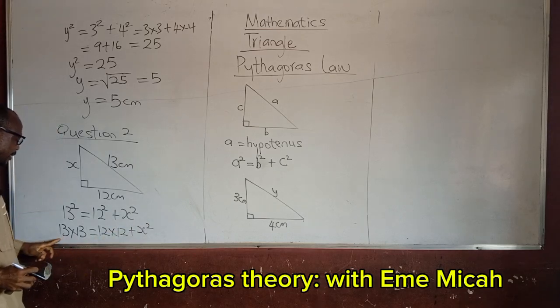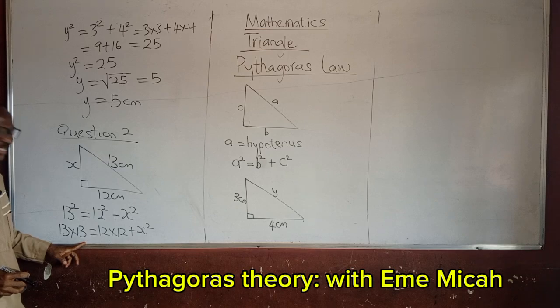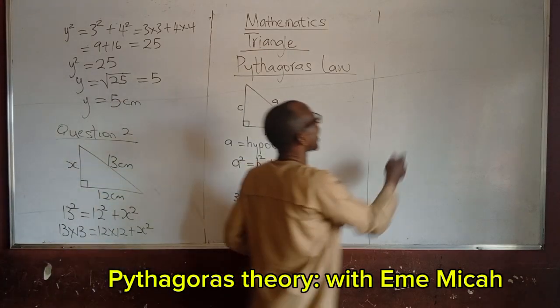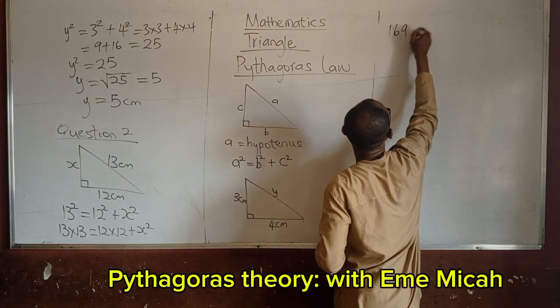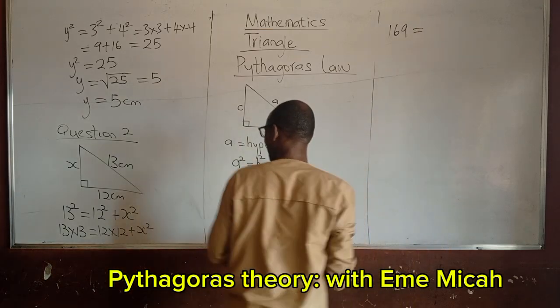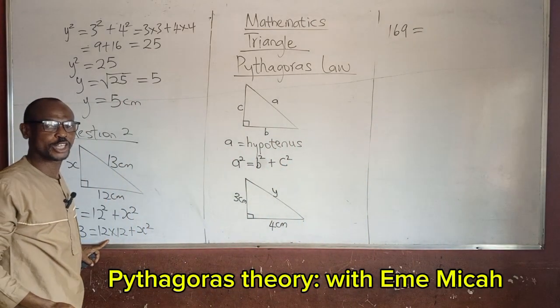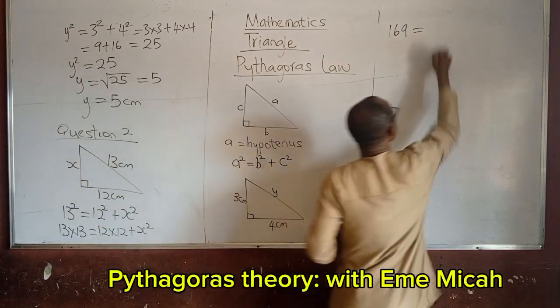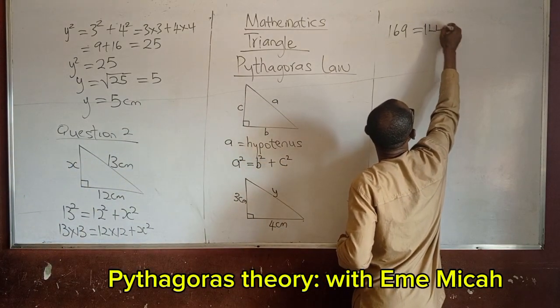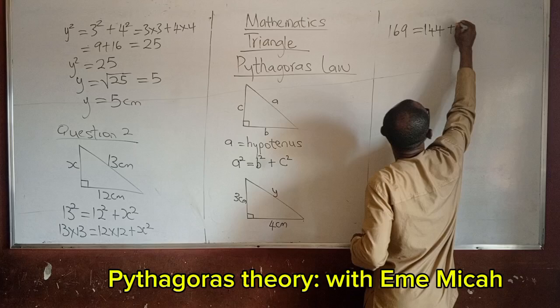What did be 13 times 13? 13 times 13 now, 169. So we now write 169. And 12 times 12 now, 144. We get 144.